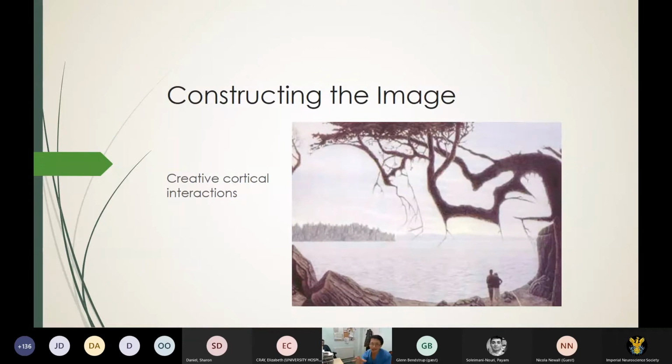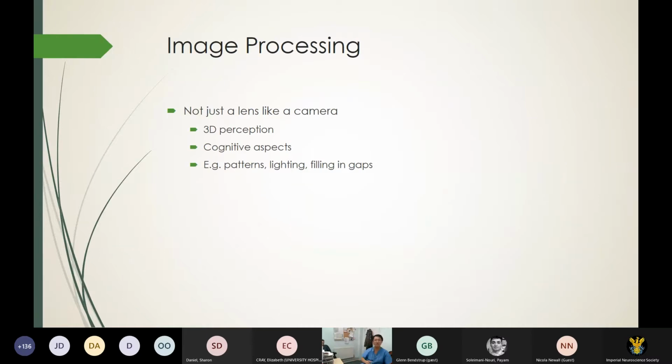So how do we then actually construct the image? It's actually quite creative, the way the brain interacts. Some people say image processing is like a camera with a lens, that's your eye, and then you're just taking photos and it reproduces whatever is in front of you. But that's not actually true, because you have 3D perception, which is not really possible with the old style of cameras. Maybe with a very clever new technology it's possible.